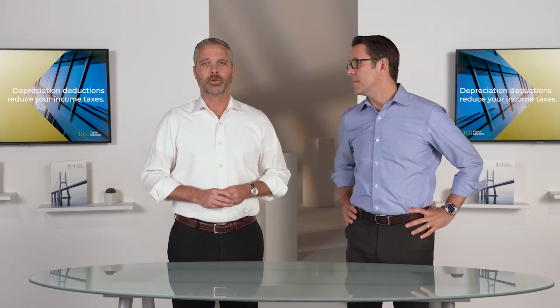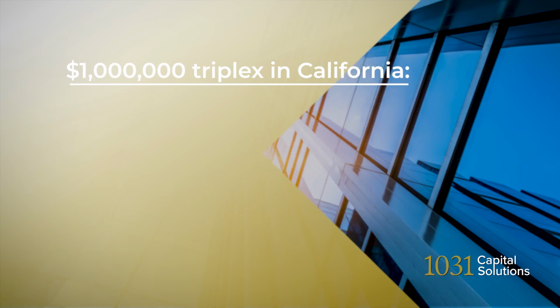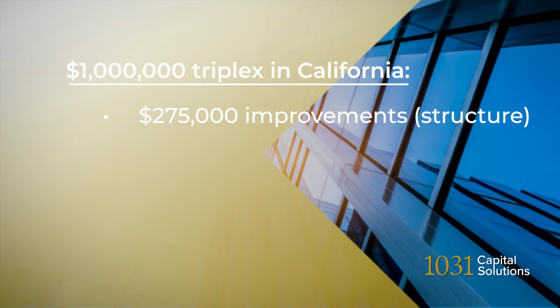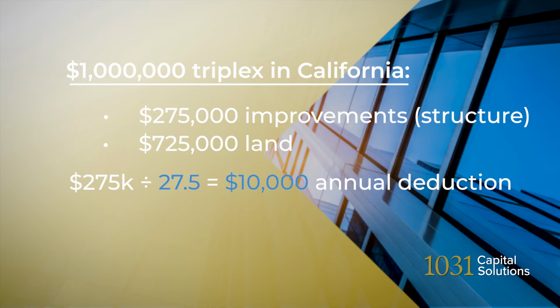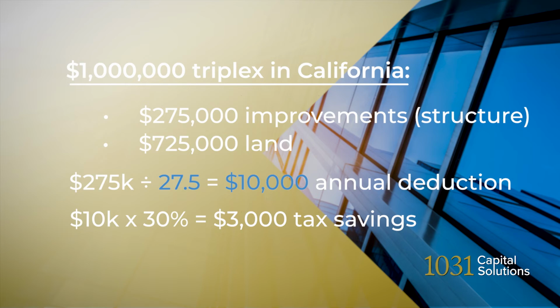For example, suppose you buy a $1 million triplex in California. The structure has a value of $275,000, and the land it sits on is worth $725,000. Each year, you would divide the value of the structure, known as the improvements, by 27.5 and deduct that amount, $10,000, against the income you earn from the property. You thereby lower your taxable income by $10,000 per year. If you're in the 30% tax bracket, you save $3,000 a year in taxes.